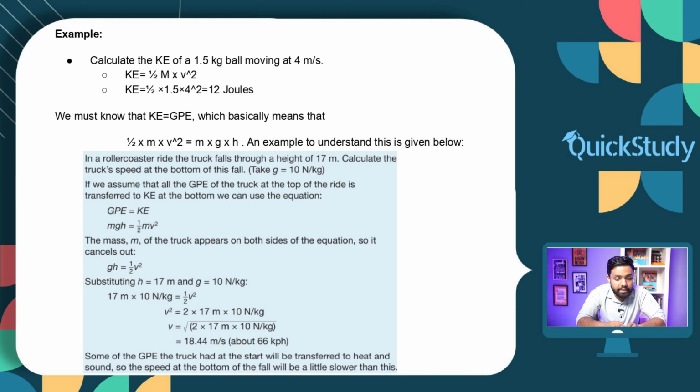Here, calculate the kinetic energy of a 1.5 kg ball moving at 4 meters per second. So this is a simple one. We know kinetic energy is equal to half mv squared. Here, the mass is 1.5 kg and it is moving at 4 meters per second. So KE is equal to half multiplied by 1.5 multiplied by 4 squared. The answer would be 12 joules.